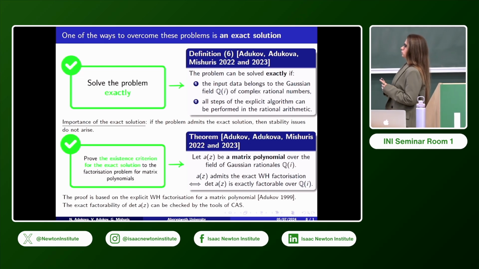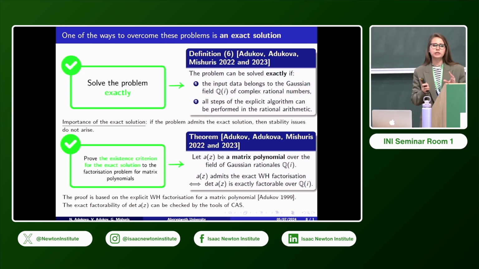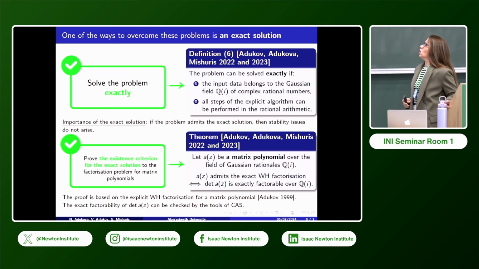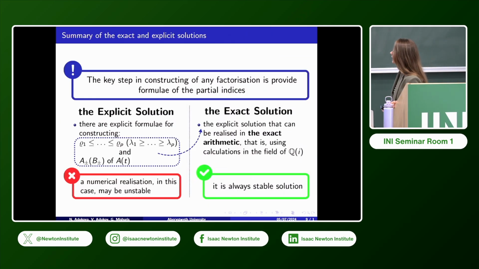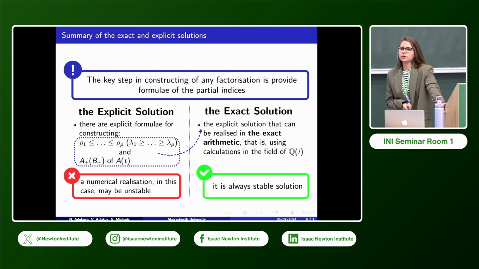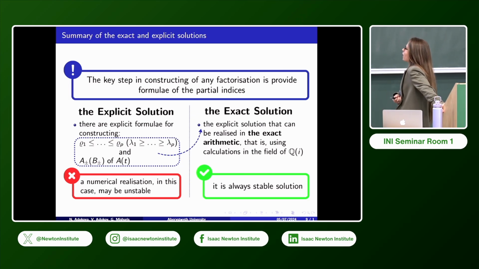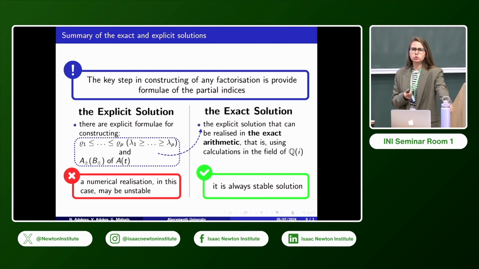It is worth noting that there is no such criterion for any other classes of matrix functions. As I already said, generally speaking, the factorization problem is not always stable. So it is a very important requirement to solve the problem exactly. Here, I want to highlight that our package finds the exact solution for it.